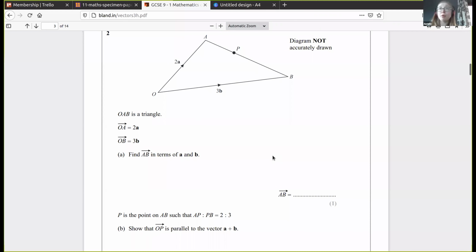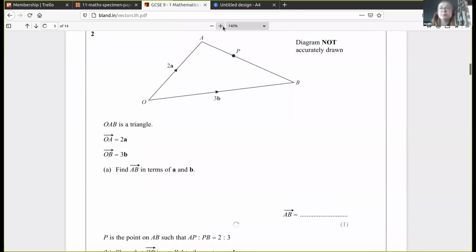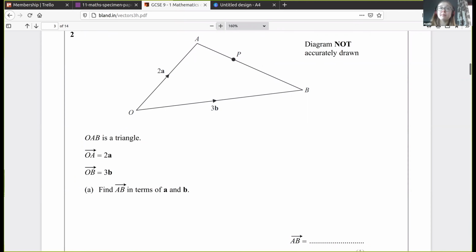Now, I'm not going to draw vectors on a whiteboard for you because it would just look very messy. So we're going to use some exam questions to go through how we work with vectors. So here is a past exam question. In this question, we've got three lines making up a triangle. We've got the vector O to A is 2a, and the vector O to B is 3b. Now I'm going to use this example to show you a few things about vectors, and then we're going to have a go at this question together.